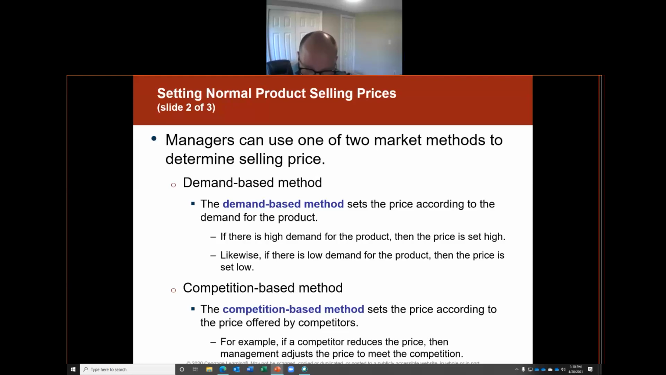Competition. With the competition-based method, we set the price based off of what my competitors are selling at. If a competitor raises their price, I raise my price. If they reduce their price, I reduce my price. We do this to remain competitive with their prices. That's why in the hotel business, we look at our competitors' rack rates, the nightly rates, and we try to come close to what our competitors are doing. Why do we do that? Because the hotel business is very competitive, especially when you have multiple of them in a small area.